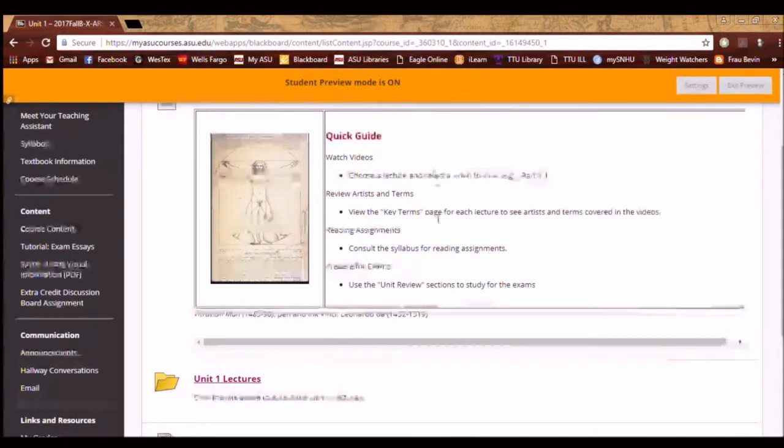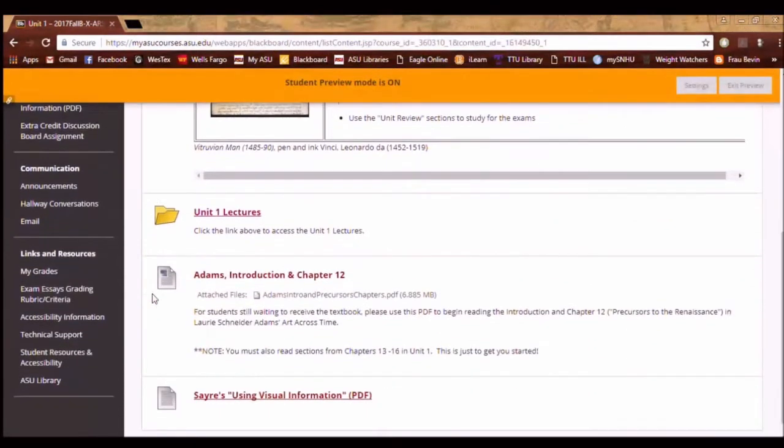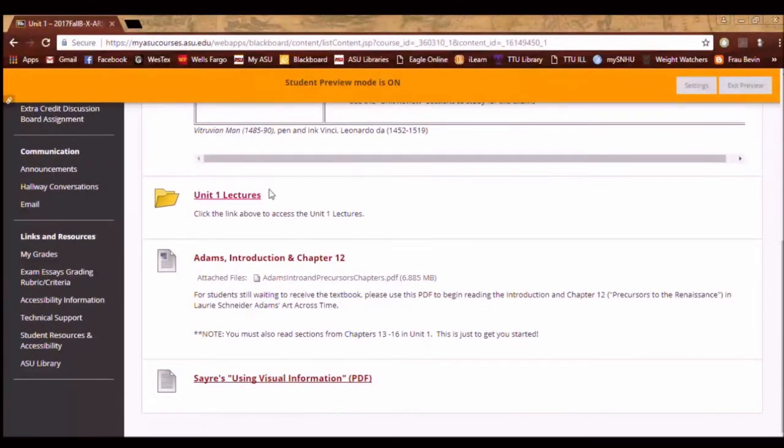What we have up here is a quick guide, which gives you an idea of what to expect from this unit. All of the Unit 1 lectures are in this folder, and you'll notice we have a PDF for the atoms reading, just the first part for Unit 1, just in case not everybody has their books yet. And then this is a PDF for the ARS chapter that is also required reading for Unit 1. You won't normally have reading PDFs here. This is just in case you don't have your textbook yet.